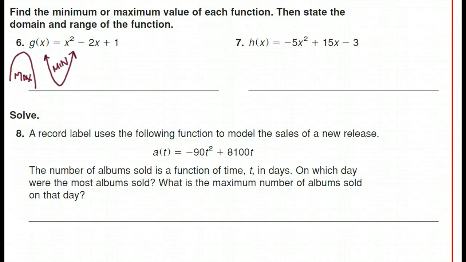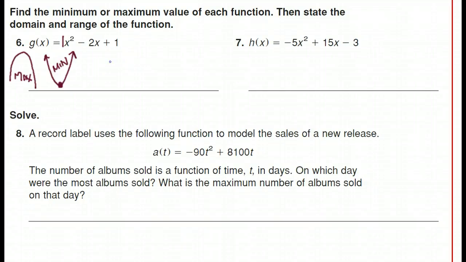What is this function going to do? Is it going to open up or down? It's going to open up because a is positive. So if it opens up, it's going to have a minimum. The minimum value is whatever the vertex is. So what is basically the vertex? We have to find the axis of symmetry and plug that in to get your y value.